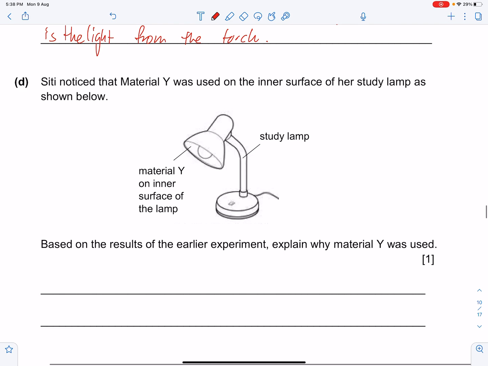Next, City noticed that material Y was used in the inner surface of a study lamp, which is here. Based on the results earlier, explain why material Y was used. When you think about it, the most reflective material will reflect the light back down onto whatever work she's doing. By doing so, the most amount of light will be reflected to the surroundings, making the study area even brighter.